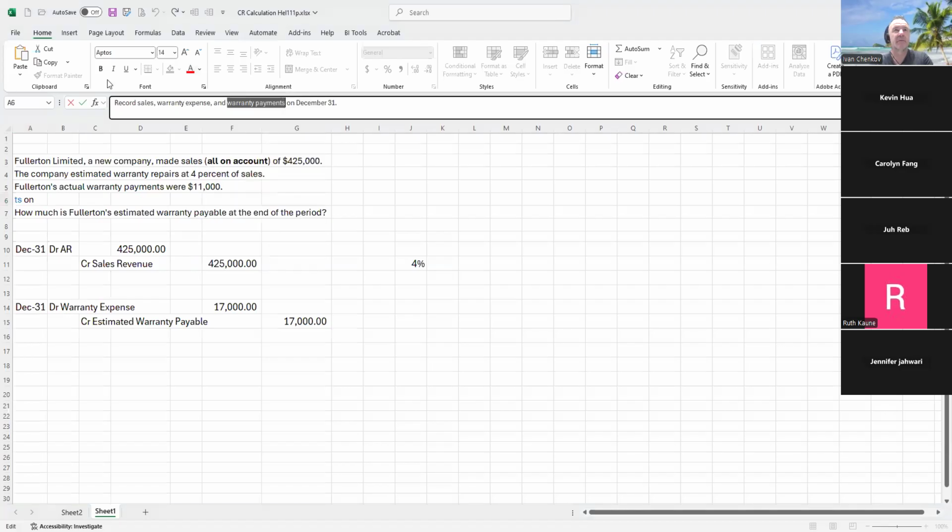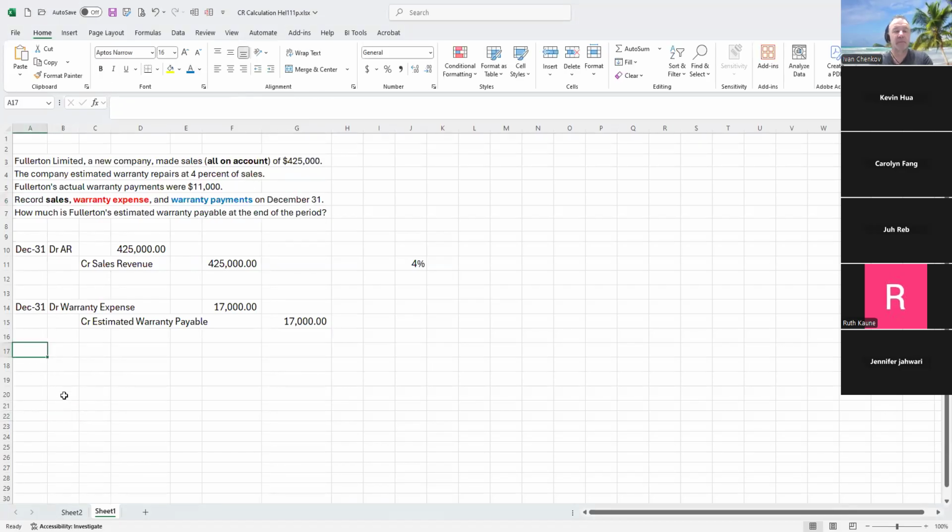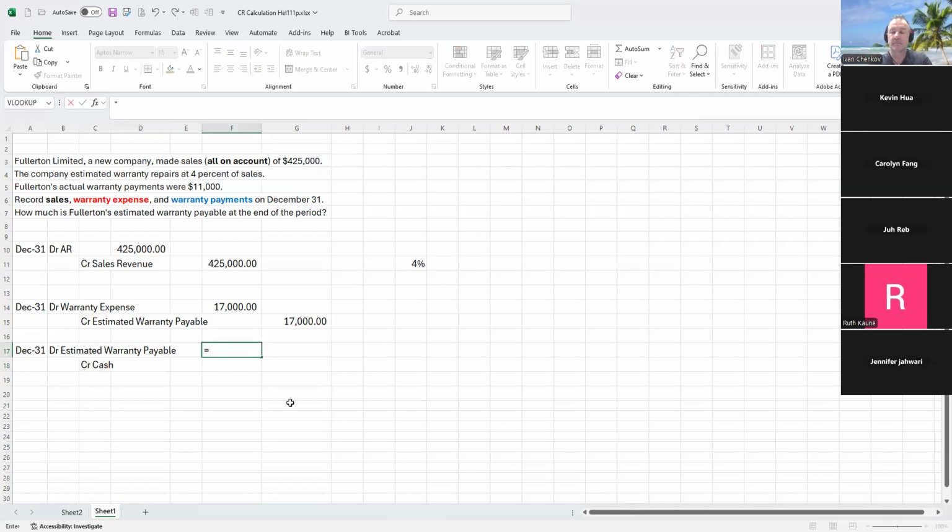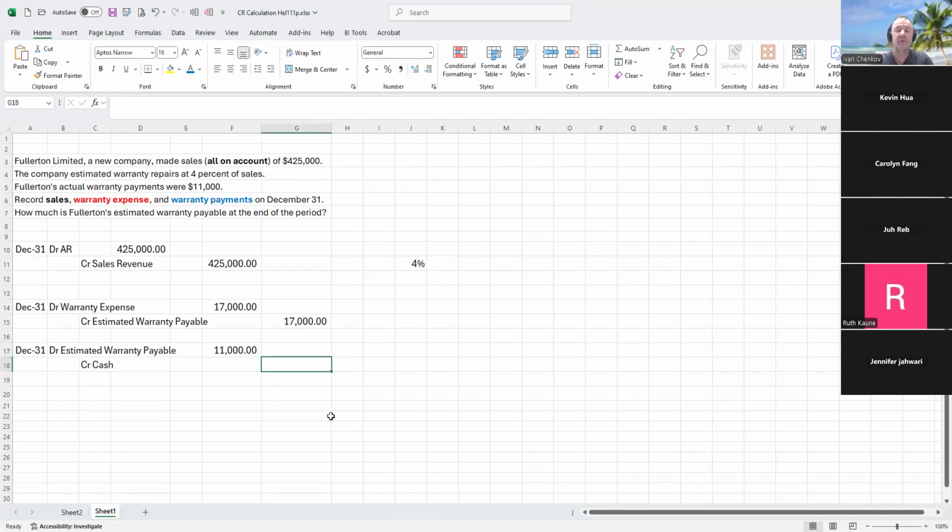So how are we going to record those payments? Still December 31st. Give me the journal entries here. Debit estimated warranty payable, credit cash. Debit estimated warranty payable, okay, and credit cash. Are there any other options for credit here? No? Are you sure?